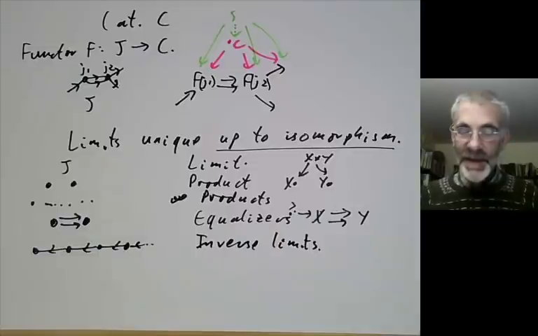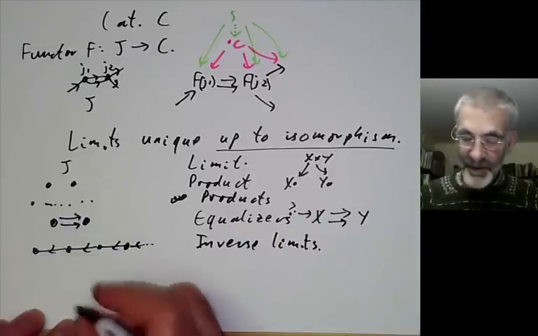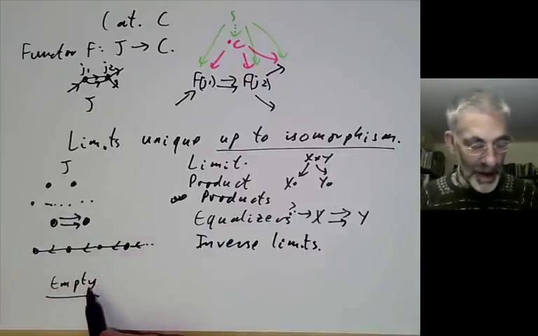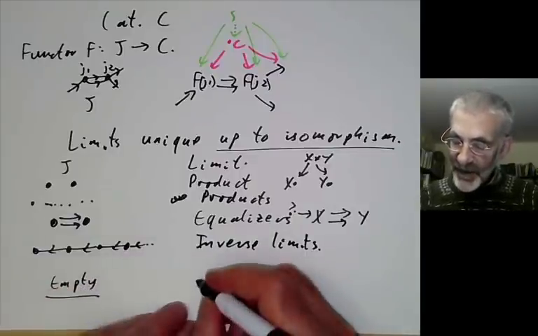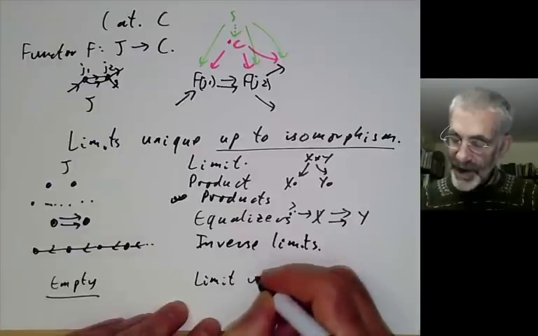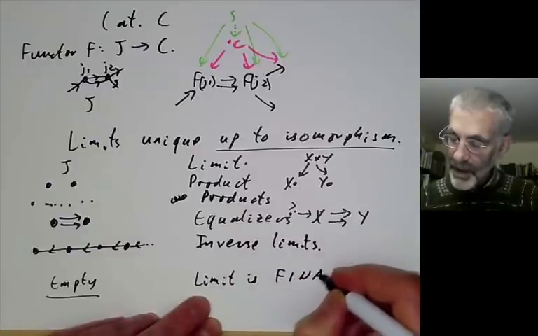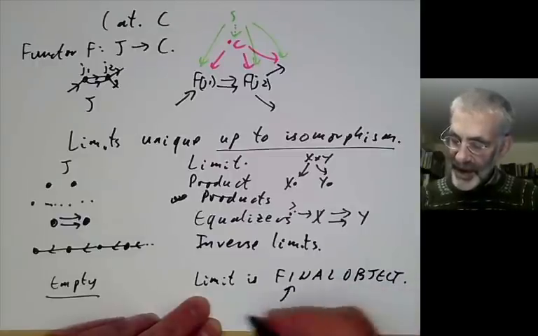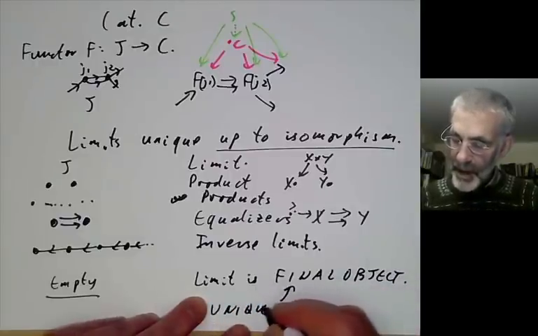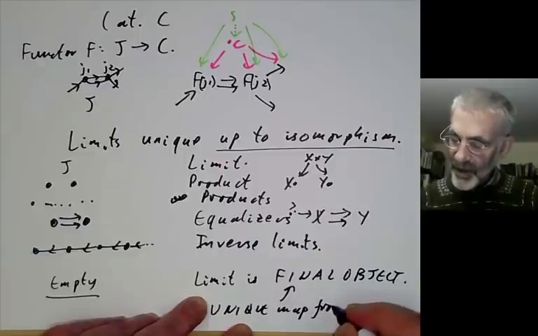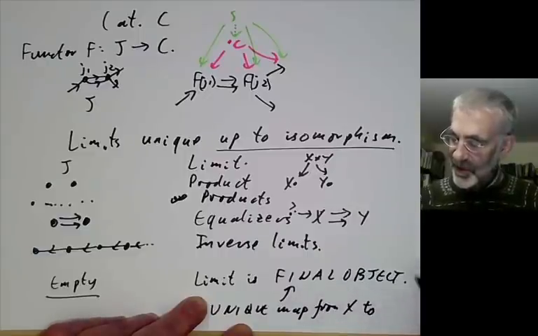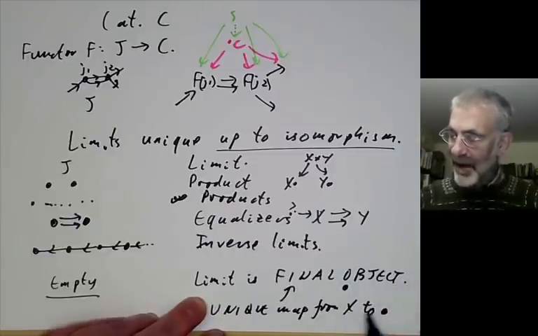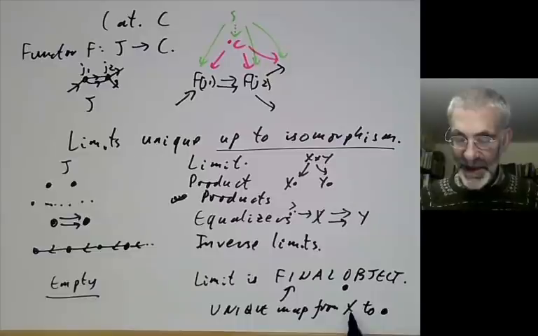And there's one more case that I didn't mention because it's frankly a bit boring. We could take J to be the empty category. Well, what happens here? Here you find the limit is a final object of your category. This means there's a unique map from X to, let's call the final object a blob. There'd be a unique map from X to blob for any object X.